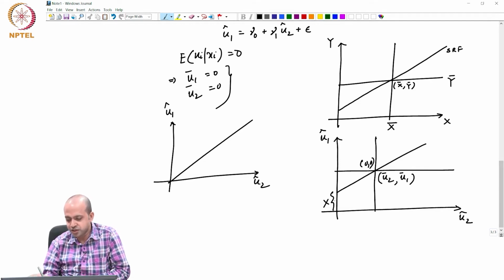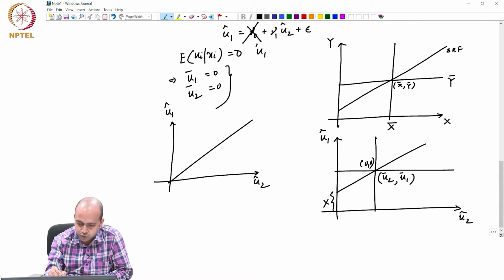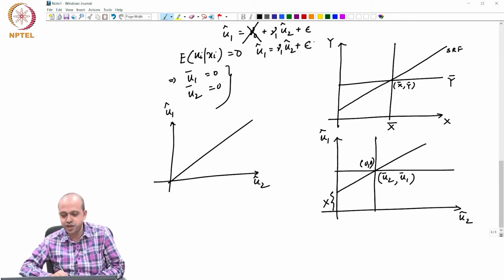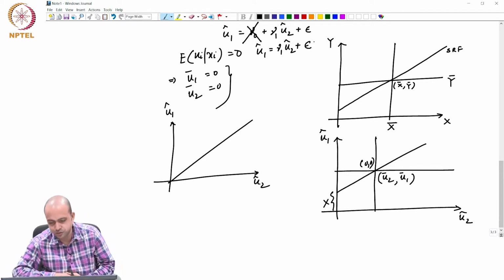So this intercept should not be there. If the intercept is there, that cannot be the coordinate 0, 0. So in this equation, this term should not be there. Our equation would be u1 hat equals gamma 1 u2 hat plus epsilon. No intercept should be there, and that is coming from one of the important properties of the sample regression function, that the sample regression function must pass through the origin, right.